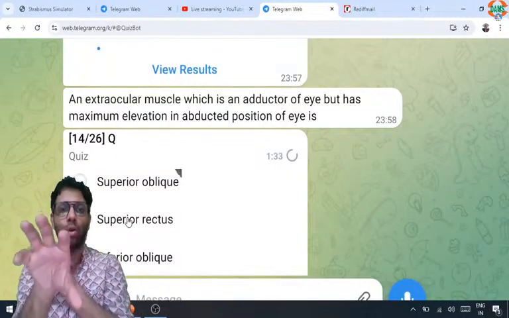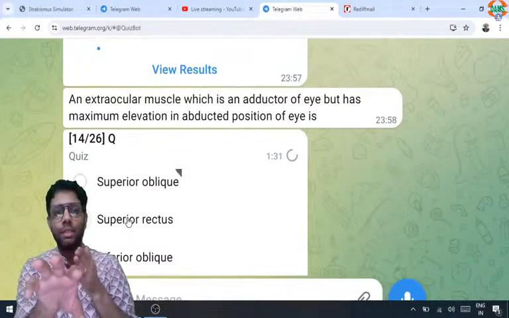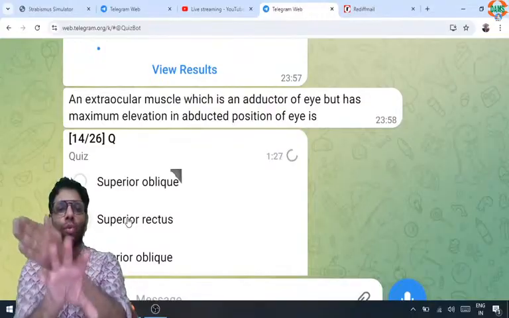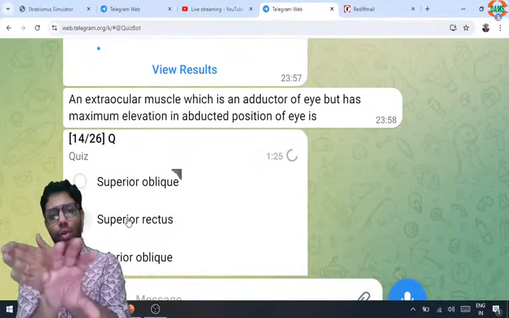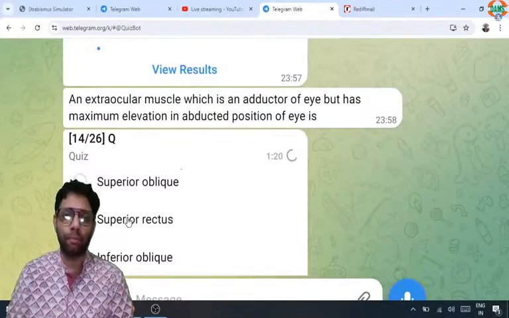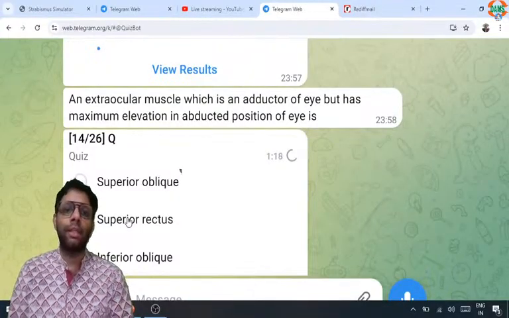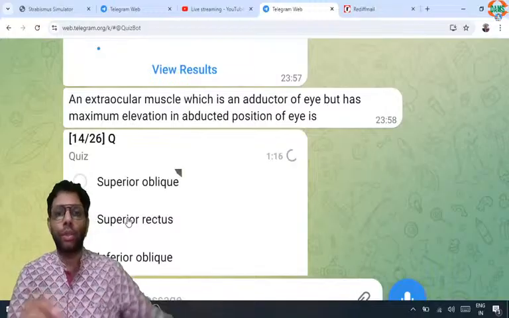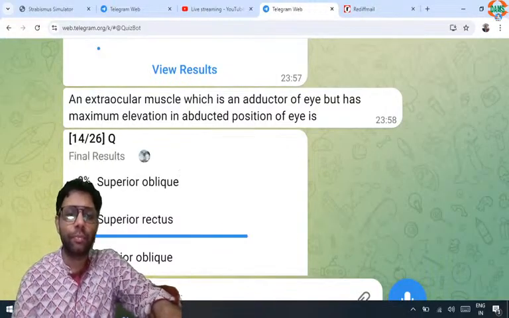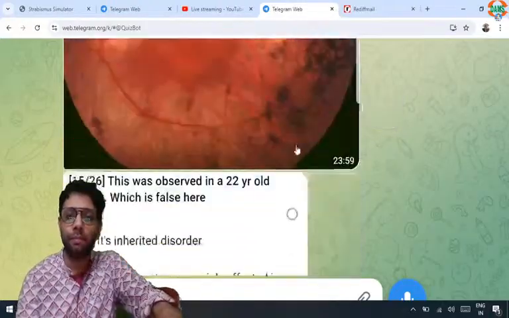Because the SR is inserted at 23 degrees to the eyeball. So if you want to align the eyeball to the SR, you have to abduct to 23 degrees. In that position, it is a pure elevator. So it is a maximum elevator in the abducted position of the eye, and theoretically it is an adductor as well. That is SR, that is superior rectus.